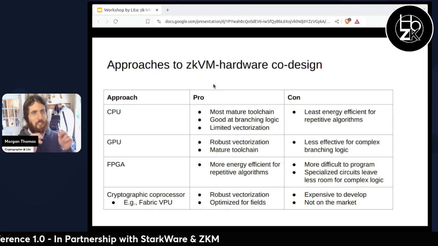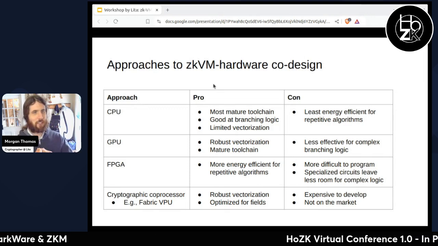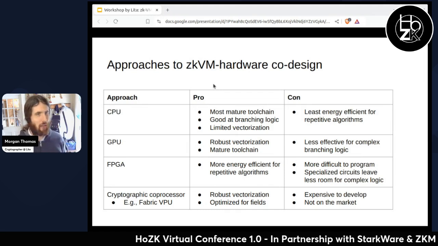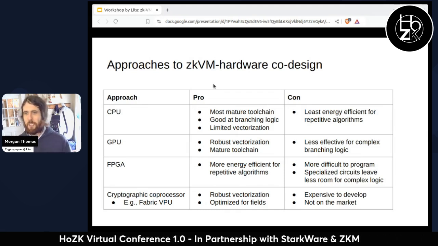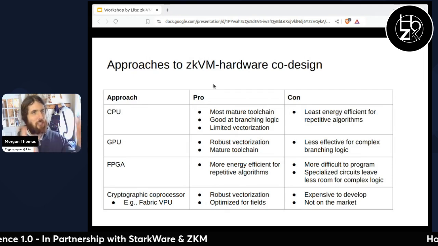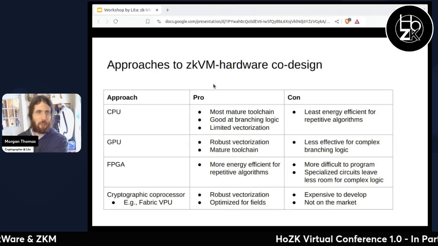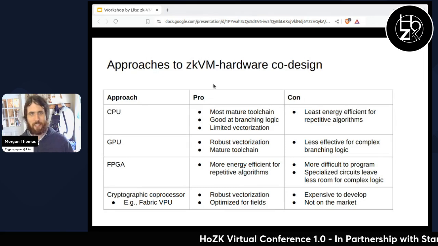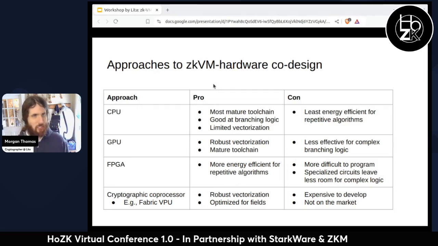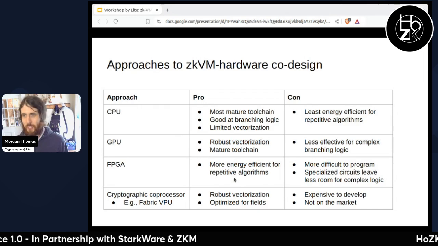So there are some parts of the proving process, particularly things like generating polynomial commitments and opening proofs, that are amenable to vectorization. They're more easily done on a GPU. Other parts of the proving process, particularly execution of the program and generating a trace, are probably more effectively done on a CPU.